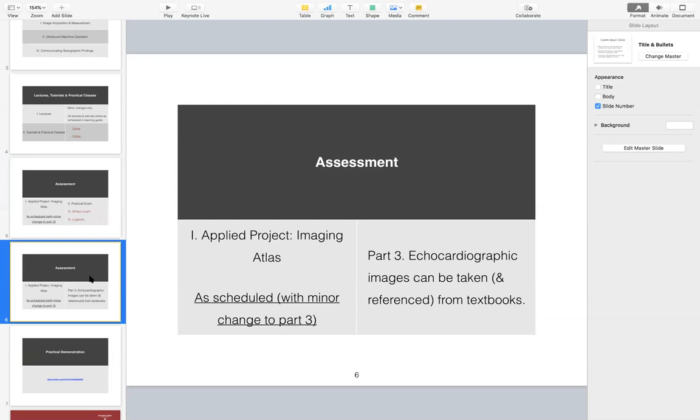So the learning guide for the practice of cardiac sonography indicates that there are these assessment items: the applied project that you recently submitted, a practical exam, a written exam, and a logbook. These are going to change. There's nothing, unfortunately, that can be done about that. Obviously, the imaging project was still submitted, and I'll talk to you about that in a moment.